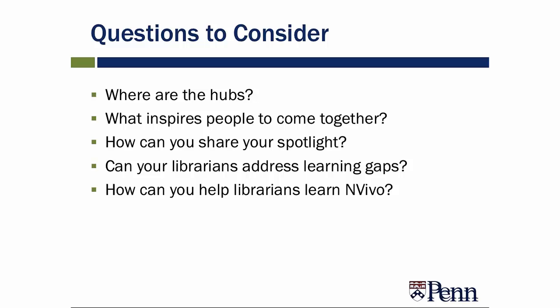The first is, as you look at your campus, where are the hubs? Where are the places on your campus where people naturally show up? It probably involves food. It may involve a well-structured, well-lit learning space. It may be in the library. It may be in a coffee house on campus. But if you talk with your researchers and get a sense of what are the places on campus where they congregate on their own, and then a little bit about what inspires people to come together.